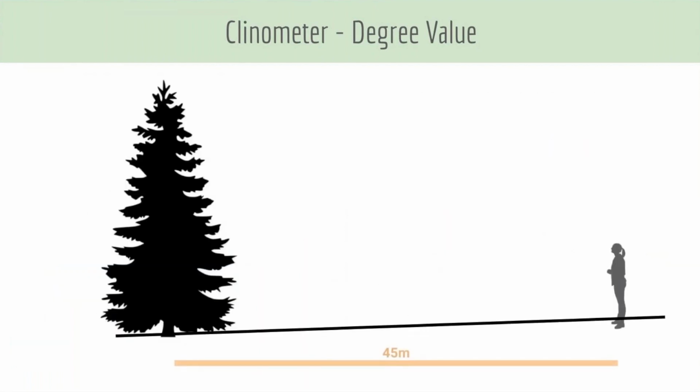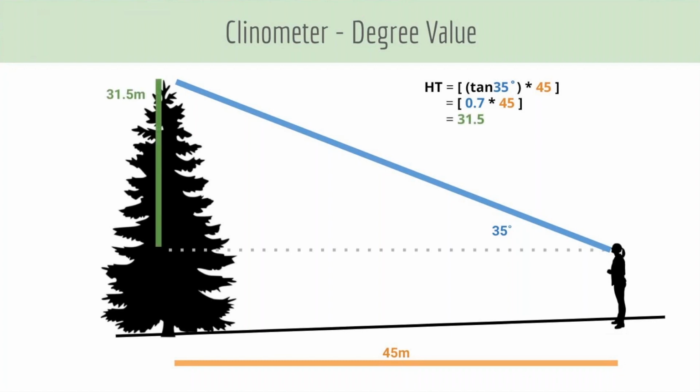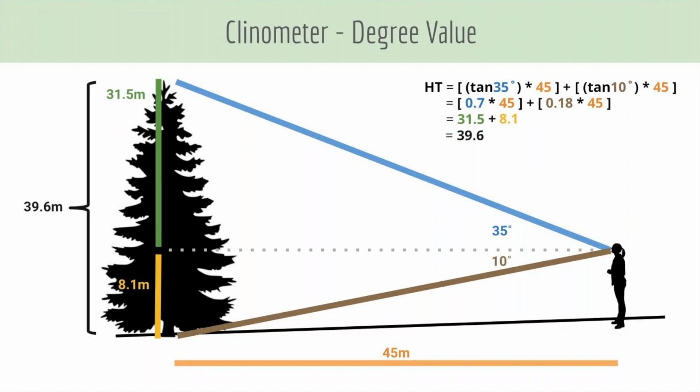So here, you've walked back 45 meters. Looking at the top of the tree, you get a reading of 35 degrees. You'll multiply that by tan, and then you multiply that by your distance, which gives you your initial value of 31.5. Afterwards, looking down at the base of the tree, you get 10 degrees. Doing your math, you'll end up with 8.1. If you're getting the hang of this, or if you're picking up on the pattern, you'll note that the next thing to do here is you add the two. So the height of the tree would be just under 40 meters tall.